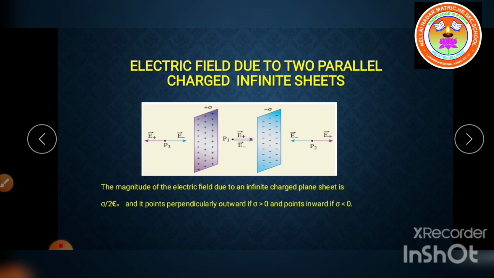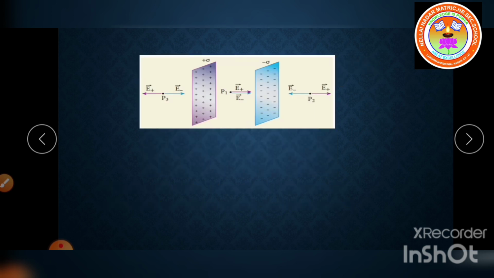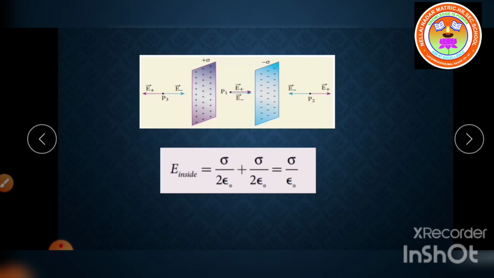Less than 0, it is what? Inward direction. Okay, now for calculating the value of P1, we have the values of both acting along the same direction. So E positive vector minus E negative vector. What is the electric field formula we calculated in the last class?